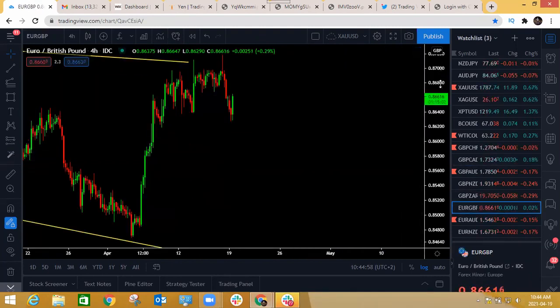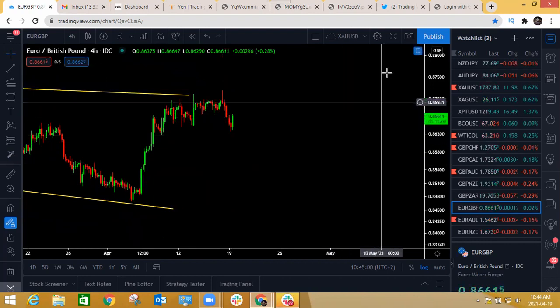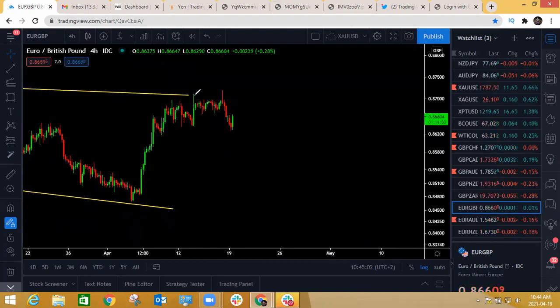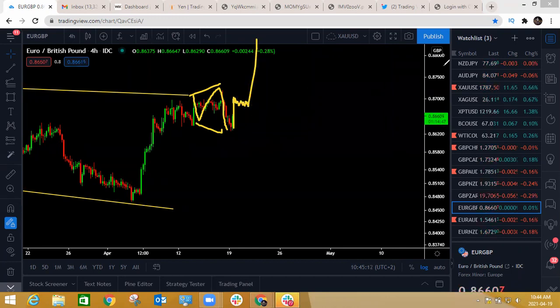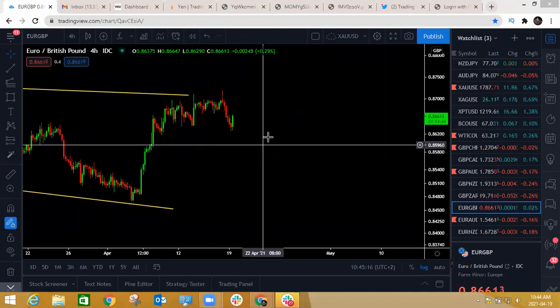And euro pound looks like it's going to give us an expanding flat here as follows. And this will be a continuation for upside. So any trade setup for upside here on euro pound, we're going to be looking to take it to the upside. So we'll monitor that. Currently, there's no trade setup.